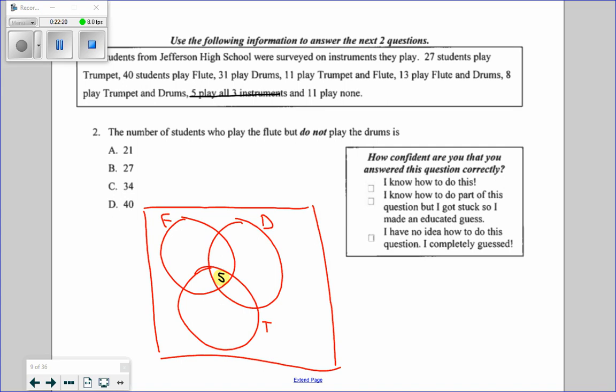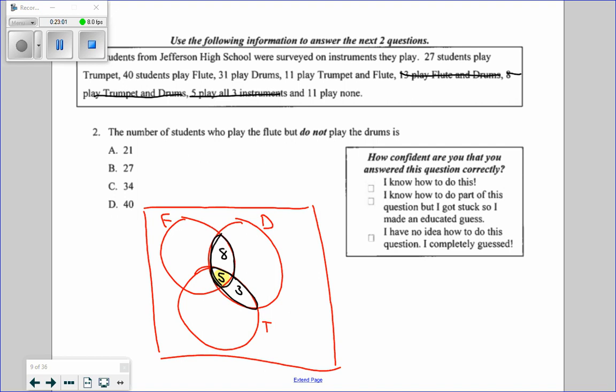Usually when I do these questions, I cross out the number once I've dealt with it. 8 play trumpet and drums. So trumpet and drums is this area right here. That area has to be 8, but I've already written down the number 5. So 8 minus 5 is 3. Remember, you subtract as you go out. 13 play flute and drums. So this entire area has to be 13, but I've already written down 5, so that means that gets put in with an 8.